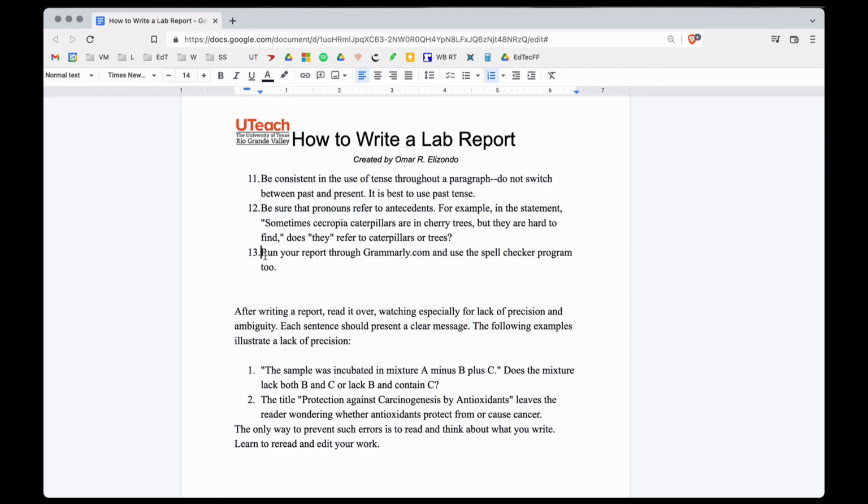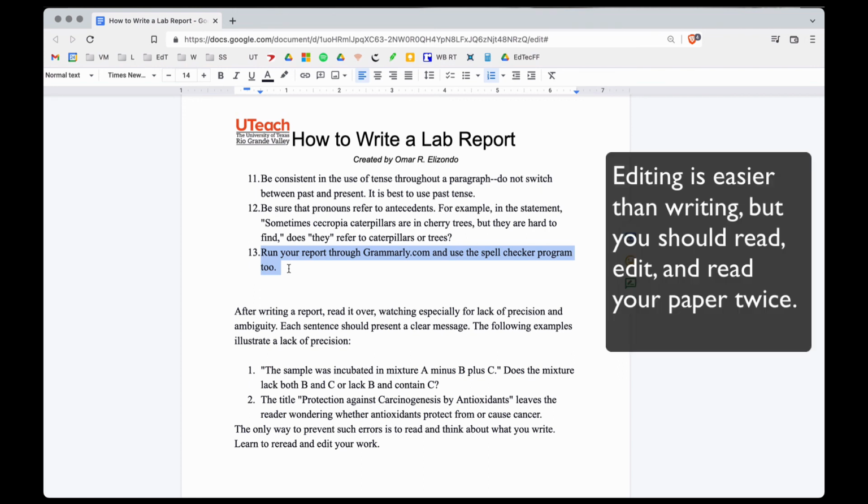And this is probably one of the most important ones. Run your papers through Grammarly.com and use the spell checker program. Grammarly is very good, and if you pay for Grammarly, which is very expensive, but if you do happen to pay for it, it does help you modify your writing. But it's not 100% perfect, so be sure to use your spell checker as well.